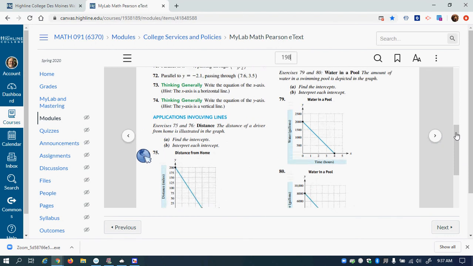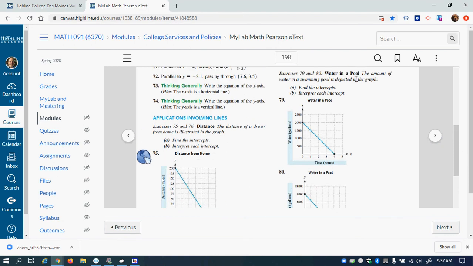Okay, so water in a pool. The amount of water in a swimming pool is depicted in this graph here. They want you to find the intercepts and interpret each intercept. So the first intercept, or the y-intercept, is right here. That's at 0 up to 2000, so that would be 0, 2000. And then we have one here, which is the x-intercept at 4, 0. So those are the two intercepts.